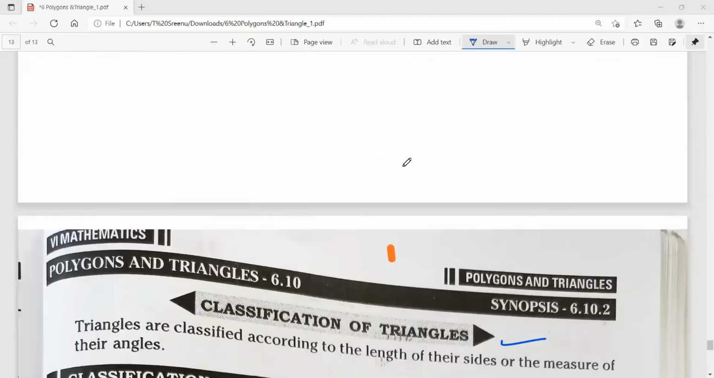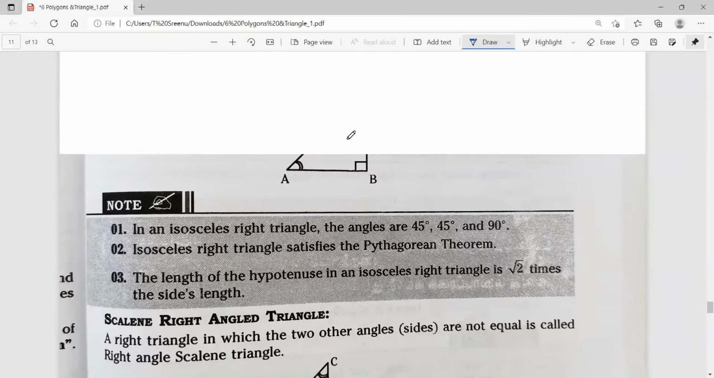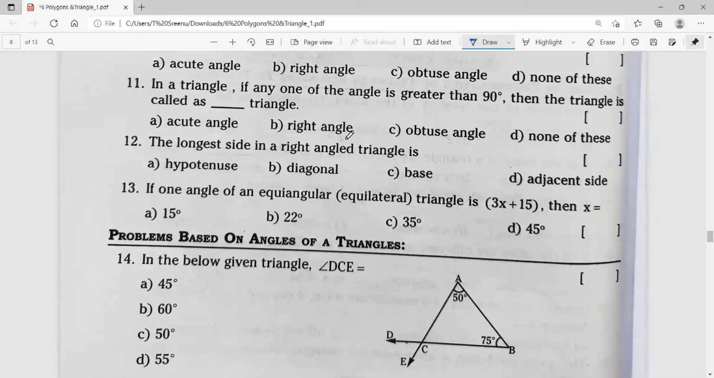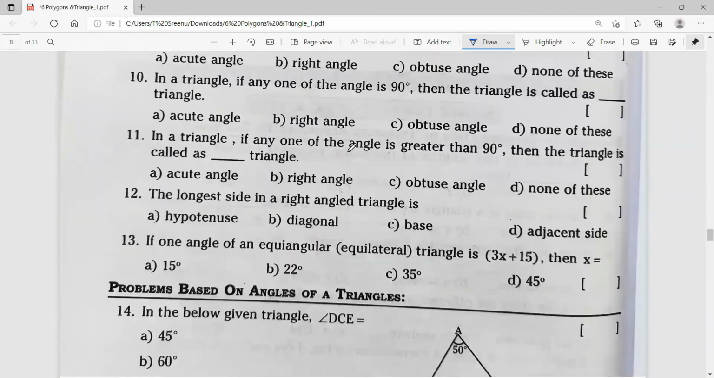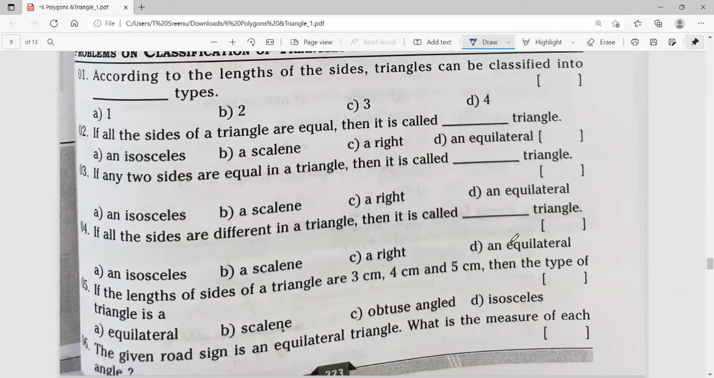So till now we have discussed all these points. Let us go for the objective. I'll go for the fourth page. You can see some objective here.